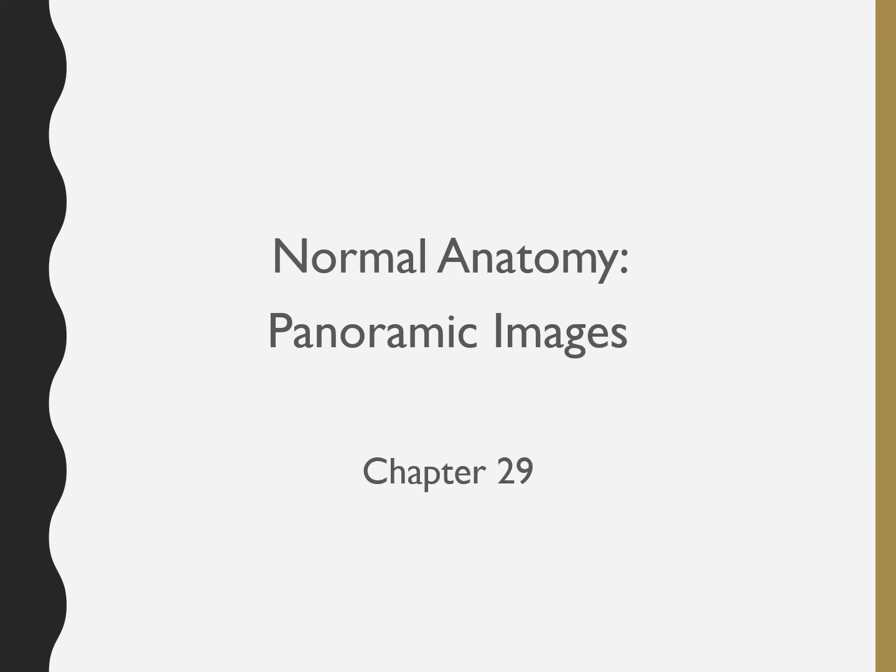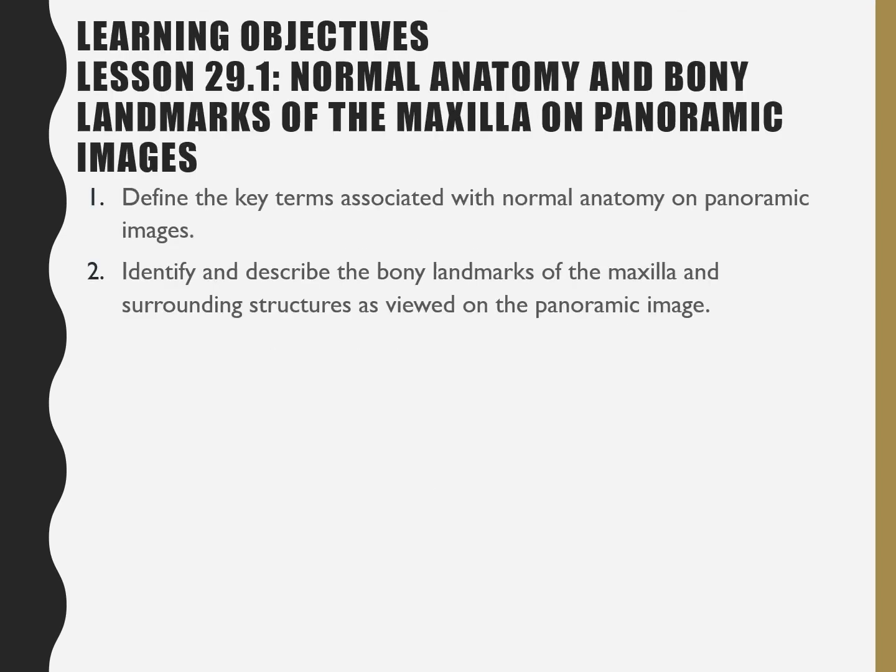Chapter 29 is going to be on the normal anatomy that we see on panoramic images. The learning objectives for this chapter will be to define the key terms associated with normal anatomy on panoramic images and to identify and describe the bony landmarks of the maxilla and surrounding structures as viewed on the panoramic image.